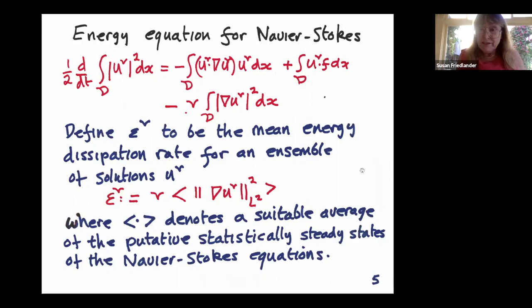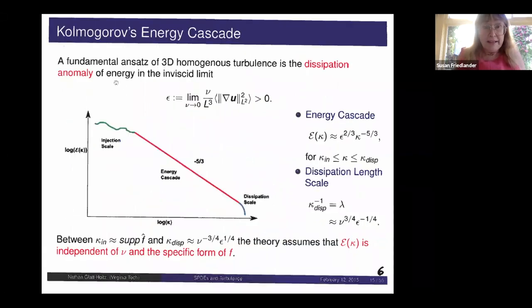And I say putatively because rigorously the existence of such statistically steady states directly from the Navier-Stokes equations has yet to be proved. So this quantity is very important as far as the Navier-Stokes equations and the concept of energy dissipation are concerned. It is the quantity that plays the role in Kolmogorov's theory of turbulence. Kolmogorov's theory says, as a fundamental ansatz for three-dimensional homogeneous turbulence, what's known as the dissipation anomaly of the energy in the inviscid limit, namely that this energy dissipation rate coming from the Navier-Stokes equation does not go to zero as nu goes to zero, but goes to some positive quantity.